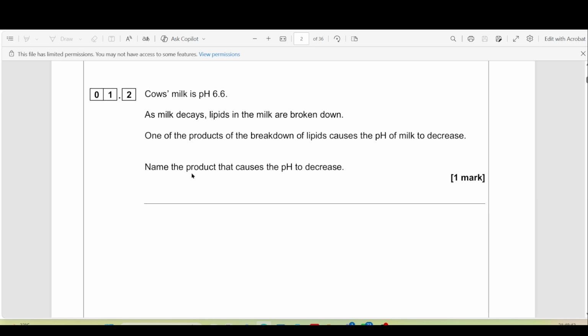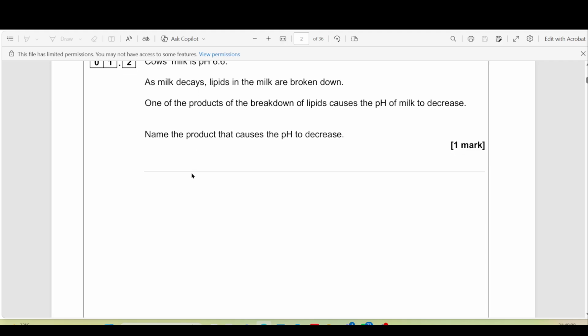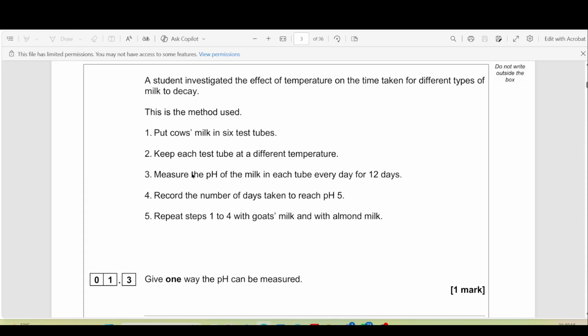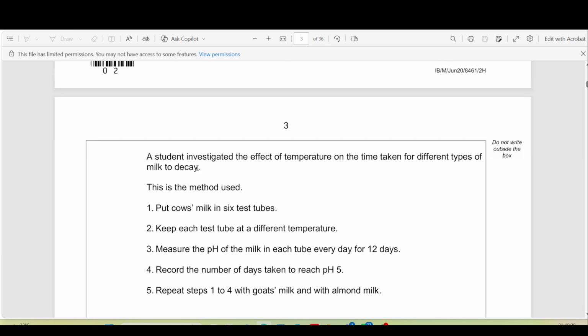Name the product that causes the pH to decrease. One of the products is the breakdown of lipids. As milk decays, lipids in the milk are broken down. One of the products of the breakdown of lipids causes the pH of milk to decrease. Name the product that causes the pH to decrease. Yeah, it is fatty acids. Okay.